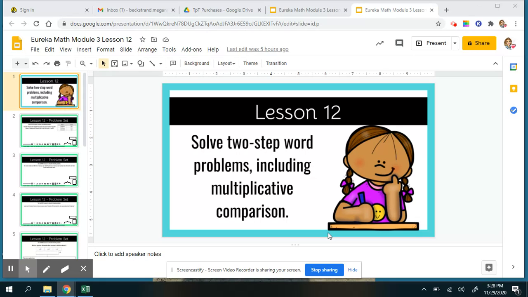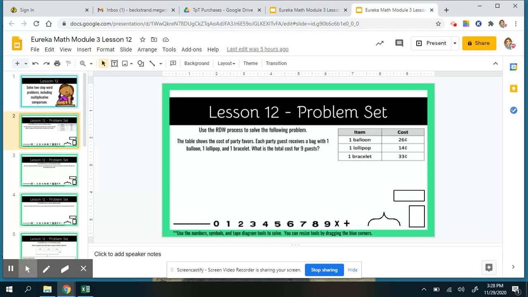So Lesson 12, as you can see, is solve two-step word problems, including multiplicative comparisons. I can't say that word today, apparently. I'm going to work through what you will see as your practice, because a lot of kids said they're unable to work through these problems. So we're going to use that as our example guide, so that when you do your practice, you know exactly what that's going to look like.